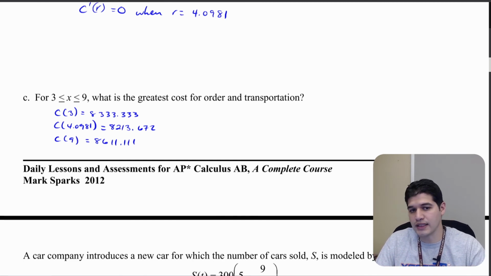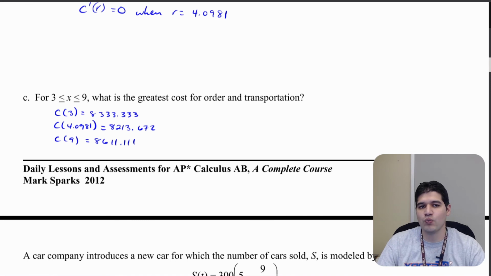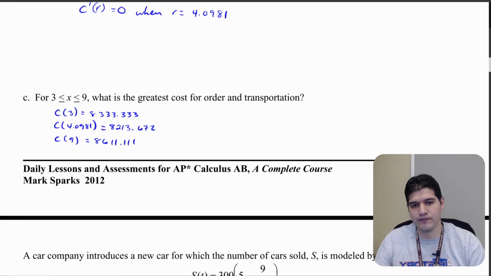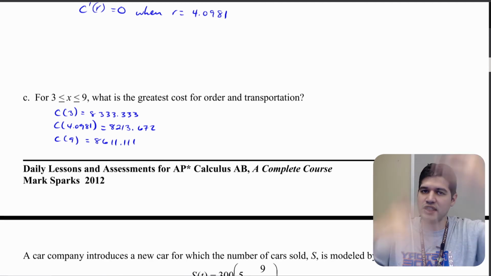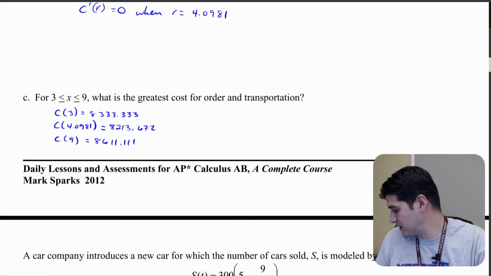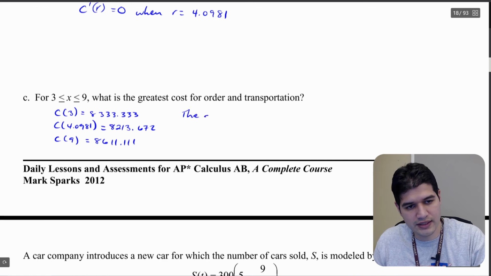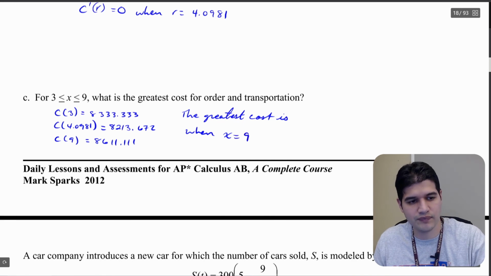Well, the greatest cost is going to be the greatest value here. We know that there are going to be no other greater values because we don't have any other critical values in this function. So what is the largest number out of all of these? Well, that's going to be when x equals 9. So the greatest cost is when x equals 9 here.